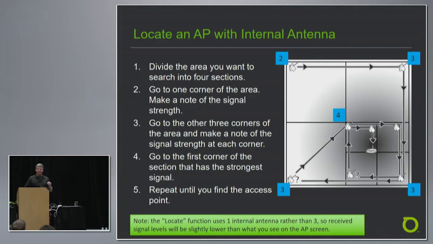Important to note that the signal level you see in the locate screen is really to be used on a relative basis. What you're really using it for is to see if it's going up or down when you're trying to locate something. If your purpose is simply to benchmark the signal level of an AP at a specific location, definitely use that AP detail screen instead.